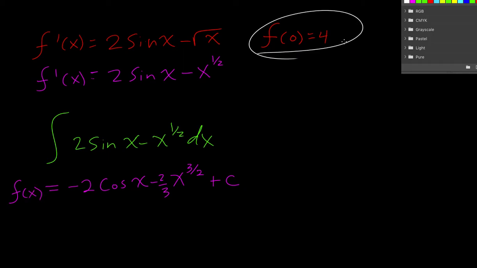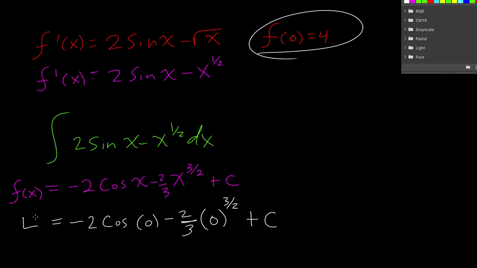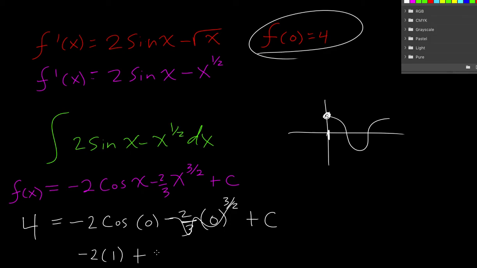And so now we plug in our particular value, and if we plug in 0 for the x's and 4 for our y value. Now cosine of 0 is 1 if we think of the graph. So at 0, the y value is 1. So we get negative 2 times 1. This all goes to 0. So that's plus c, and that's 4.